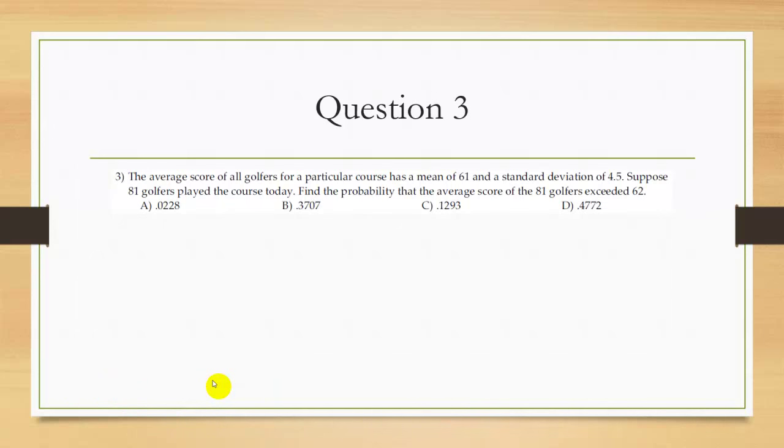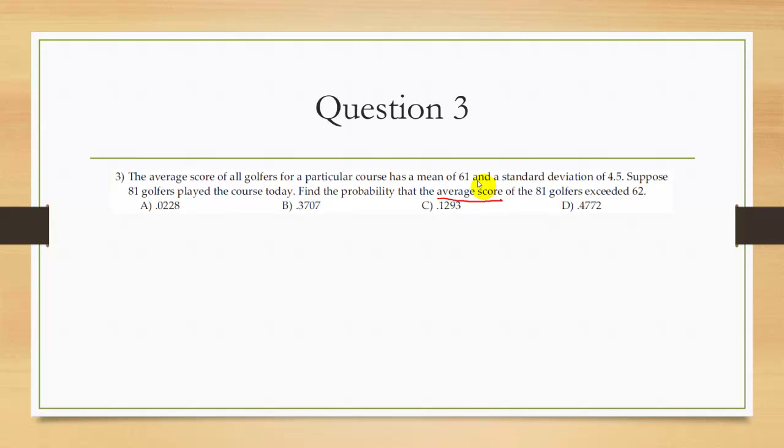Question 3. The average score of all golfers for a particular course has a mean of 61 and a standard deviation of 4.5. Suppose 81 golfers played the course today. Find the probability that the average score of the 81 golfers exceeded 62. This is similar to what we did in section 4.5, where we use the normal distribution to calculate probabilities. The only difference is that we're talking about x bar, a sample average. We're trying to find the probability that a sample average is more or less than a number.